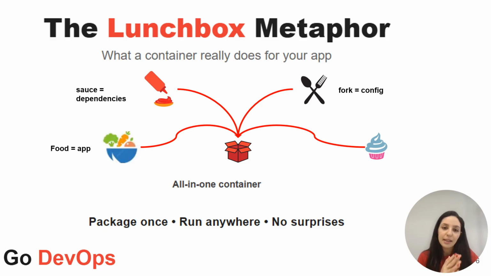The code in this case is the food, the sauce is your dependencies, the fork is your configuration files, and the napkin or the dessert, maybe the system settings, and all of it goes into one self-contained, isolated box, which is the container. So whether it runs on your laptop, on your teammate's machine, or a cloud server on another continent, it just works. No missing libraries, no conflicting versions, no setup headaches. It's not magic, it's just smart packaging. So now that it's packed right, you never have to say the "it works on my machine" excuse again.